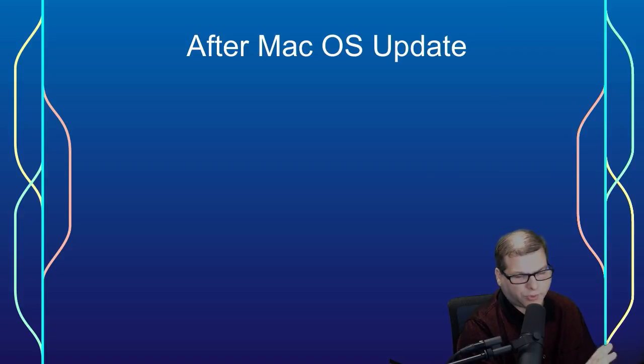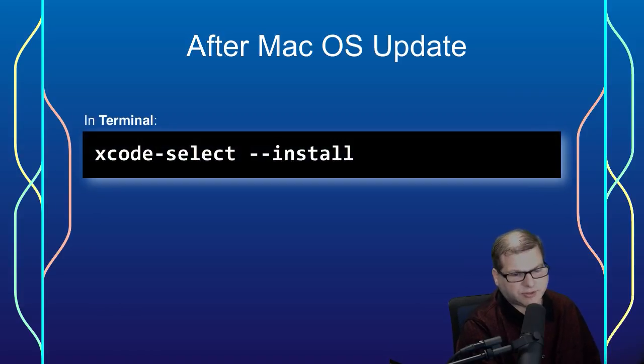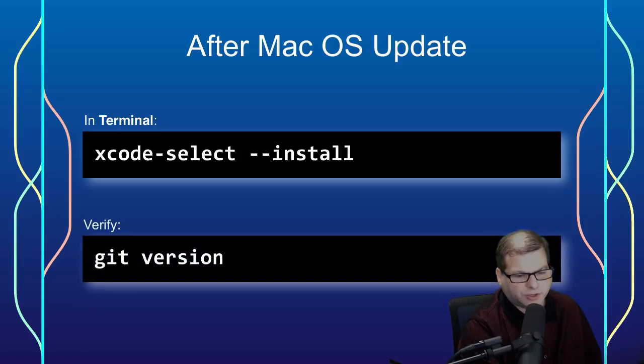But when we go to the major yearly update, for some reason, they always get broken. So when that happens, you have to run xcode-select with the --install option. Doing that will sort of rerun that whole installation of the command line tools, and then you'll be able to verify Git by asking for its version again.